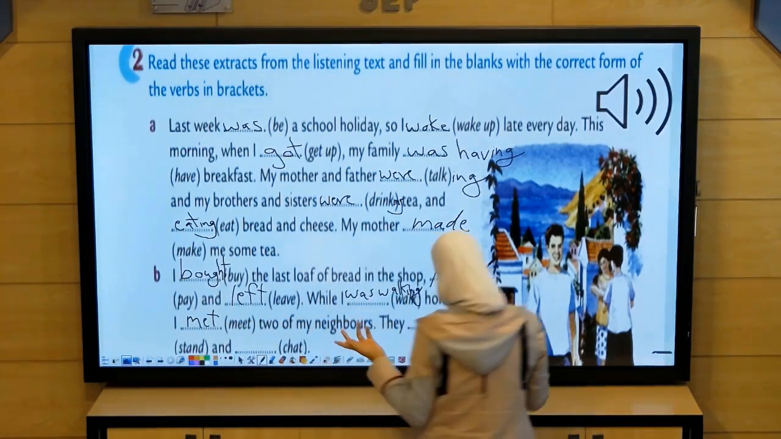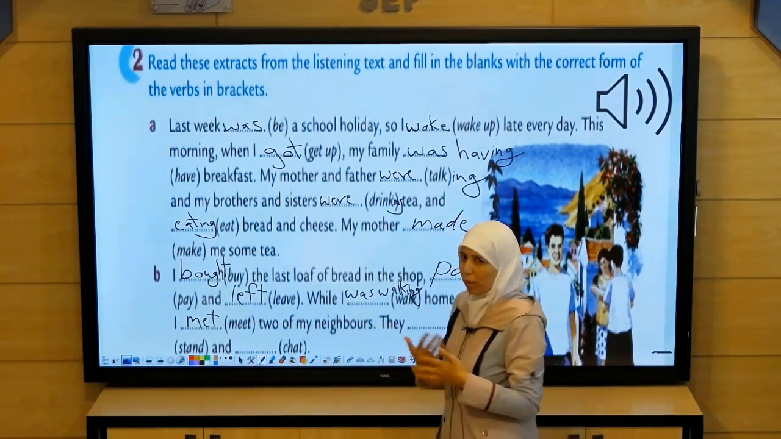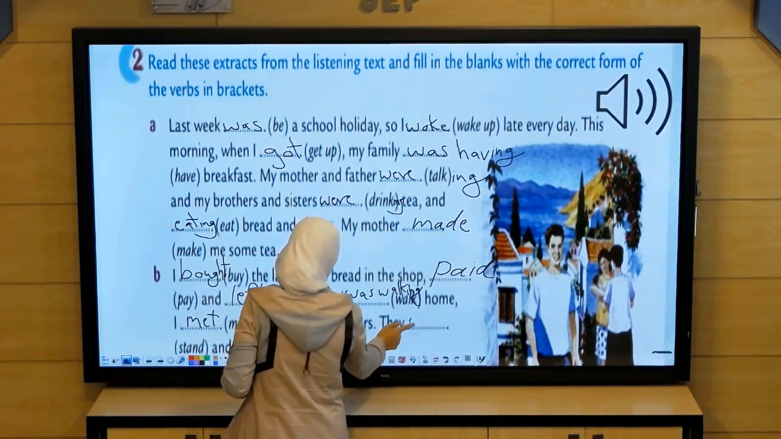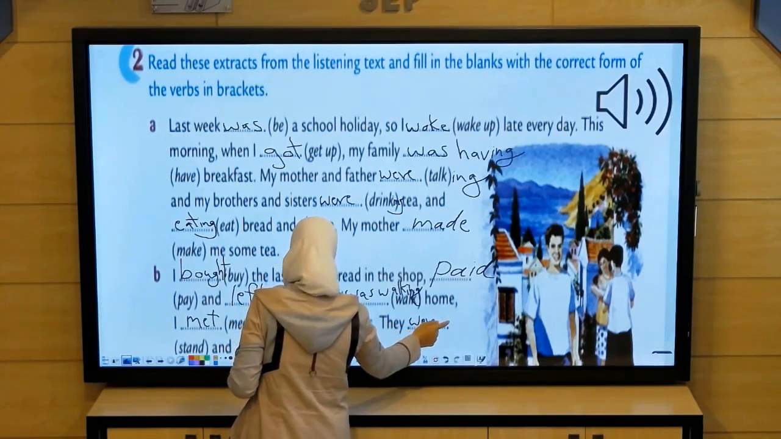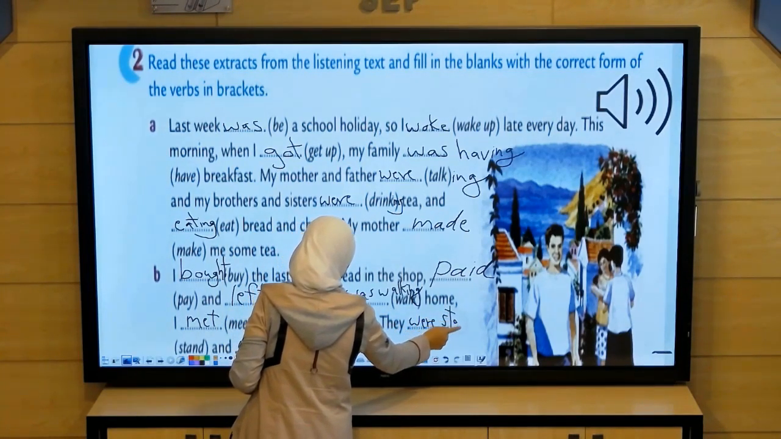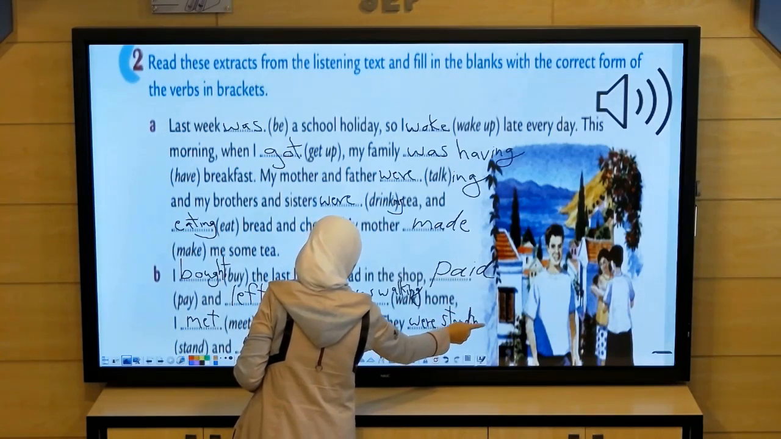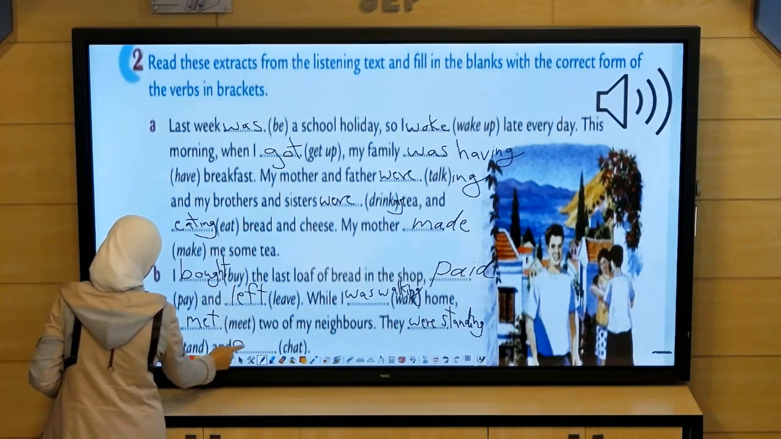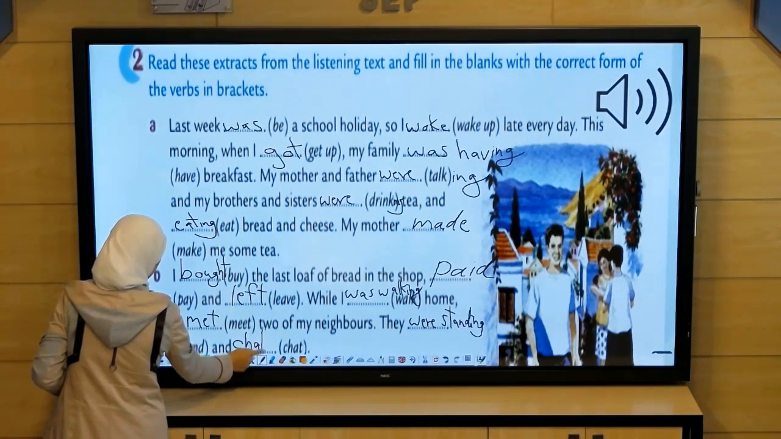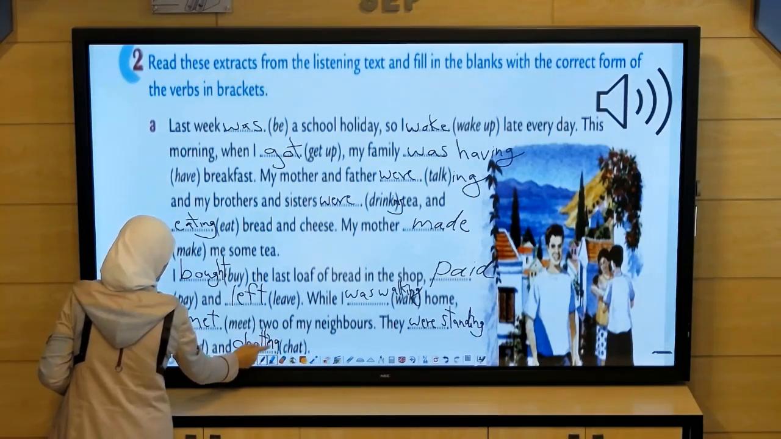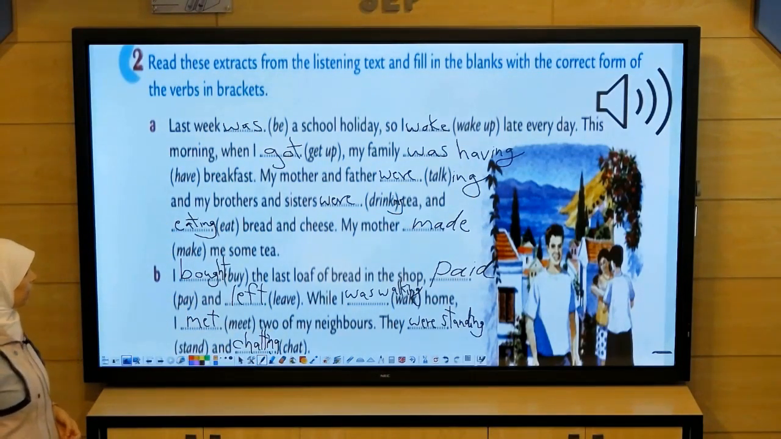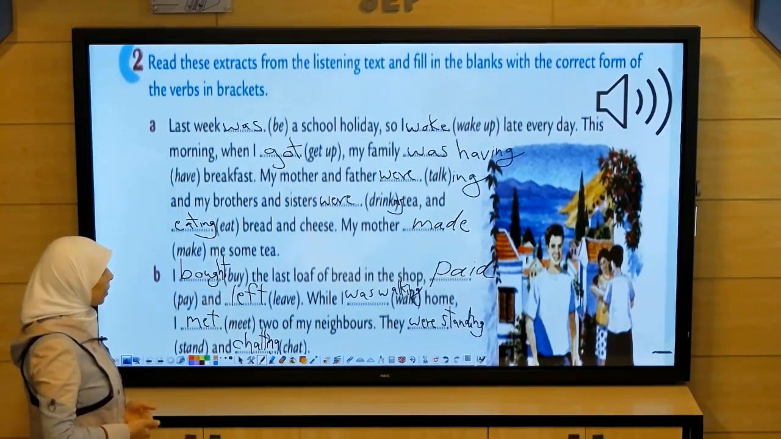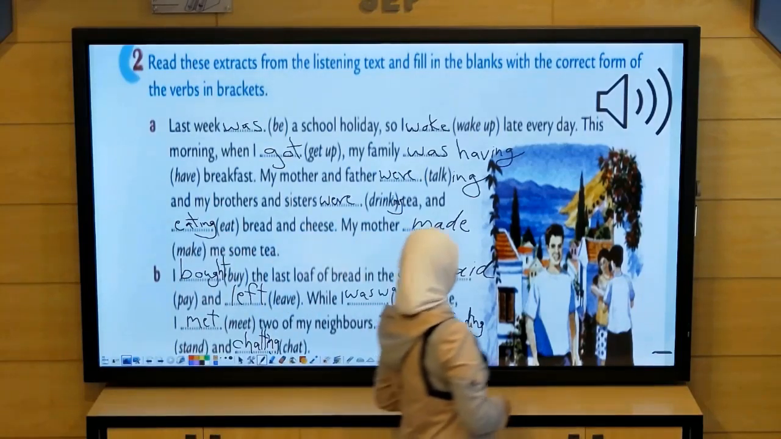What were they doing? They were in progress. They were standing and chatting. So it is in past continuous. They were standing and chatting. It means talking in a friendly way. So this is about simple past and past continuous. I hope you have understood it. And the last one.